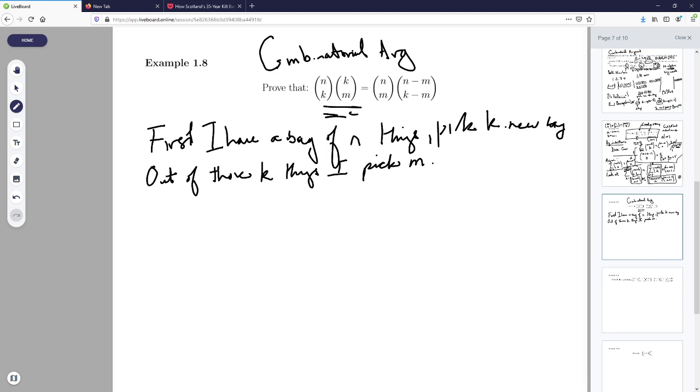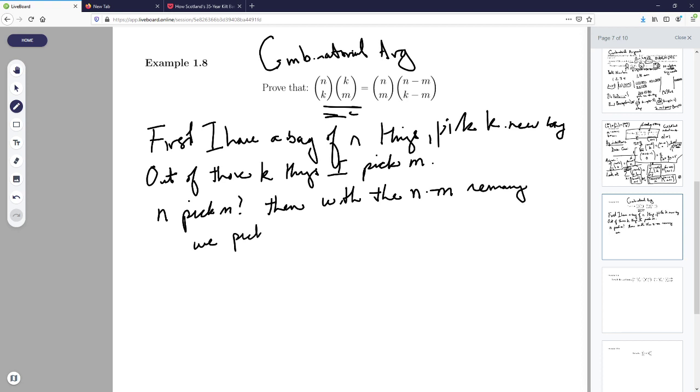Okay. So if we think about this in this way, then we're going to ask, is that the same thing as choosing, out of a bag of n things, m, and then with the n minus m remaining, we pick k minus m? And the answer is going to be yes.